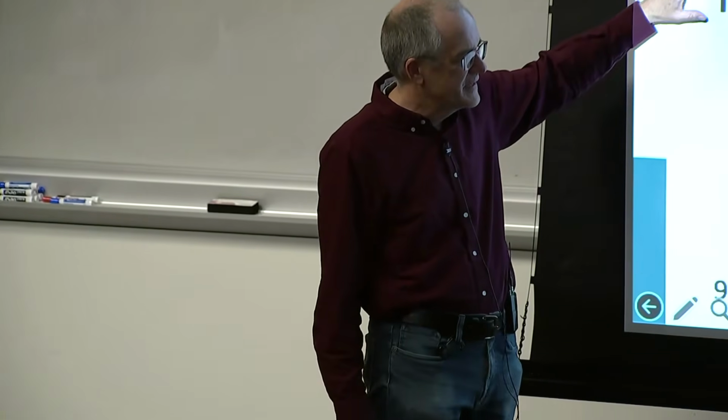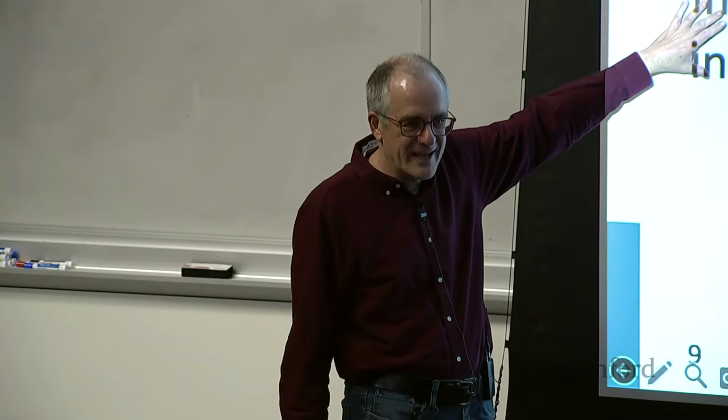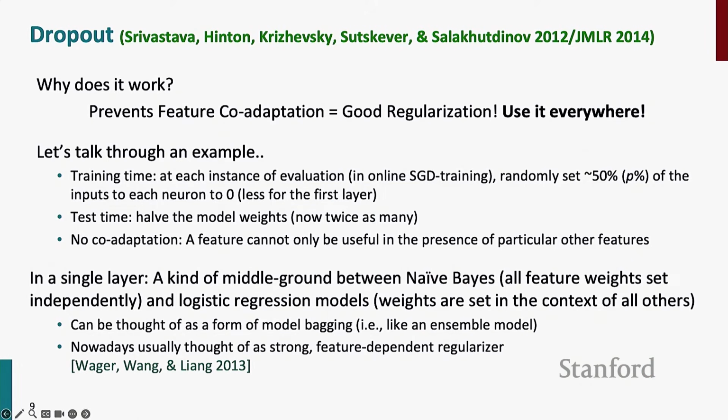I mean, if you've seen naive Bayes and logistic regression models before, I kind of think a nice way to think of it is that it gives us sort of a middle ground between the two, because for naive Bayes models, you're weighting each feature independently, just based on the data statistics, doesn't matter what other features are there. In a logistic regression, weights are set in the context of all the other features, and with dropout, you're somewhere in between.